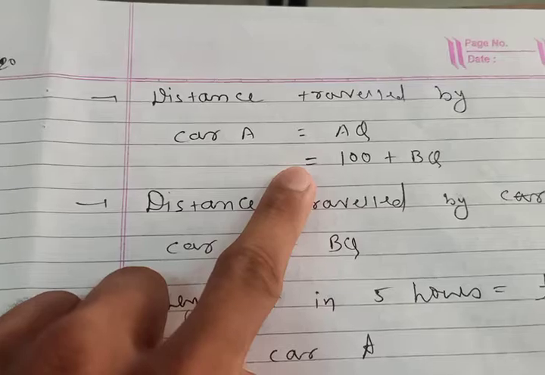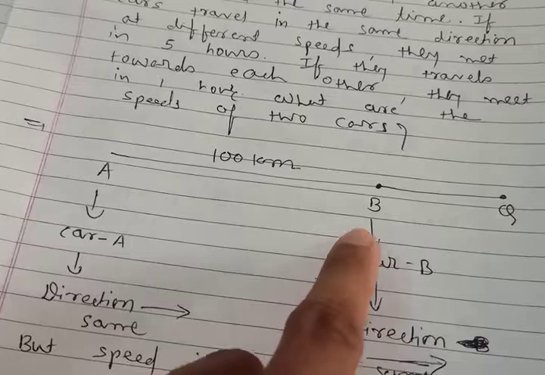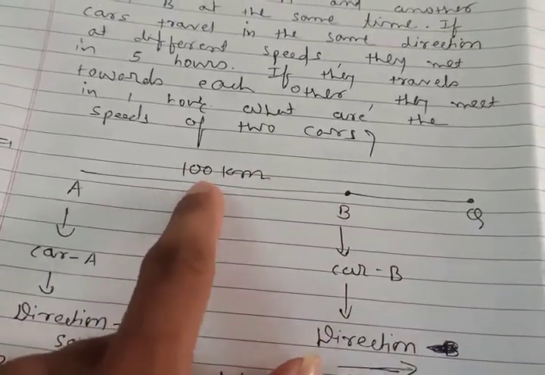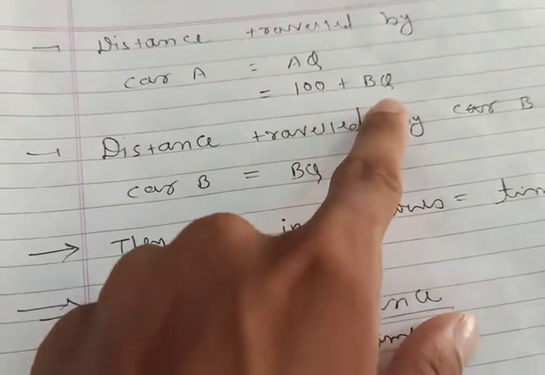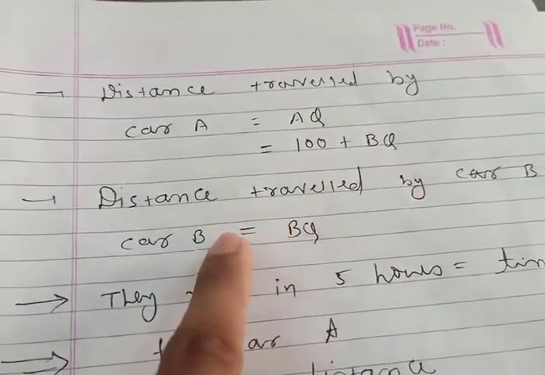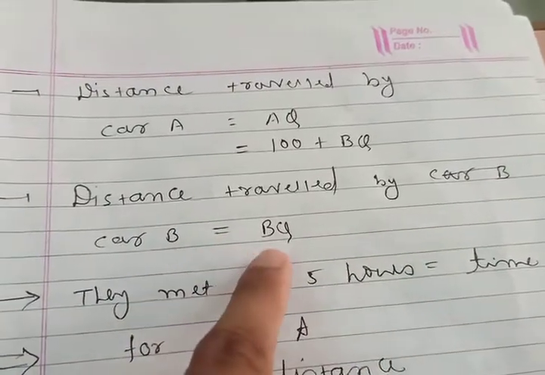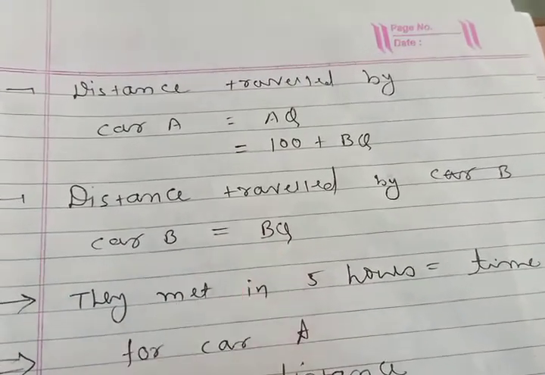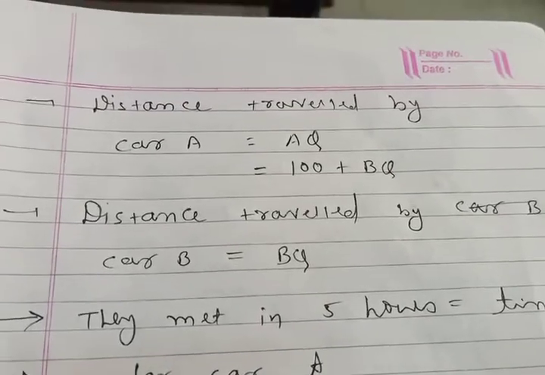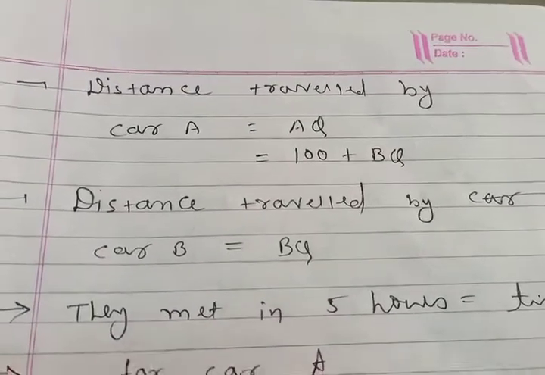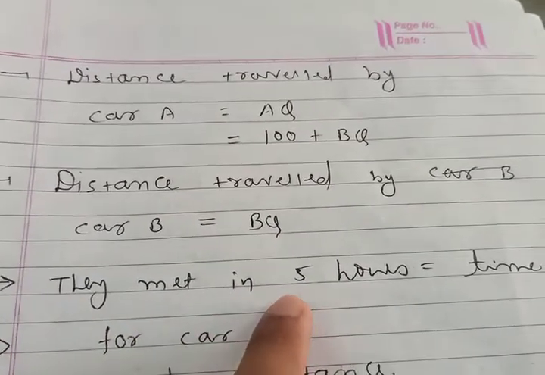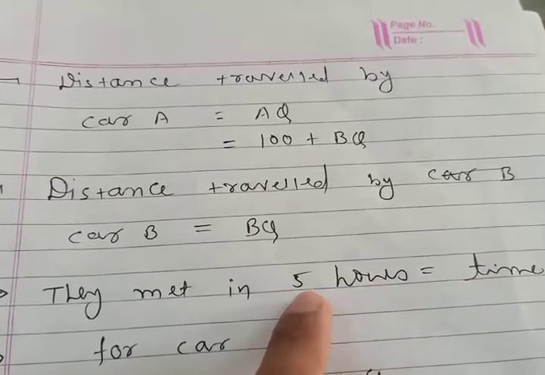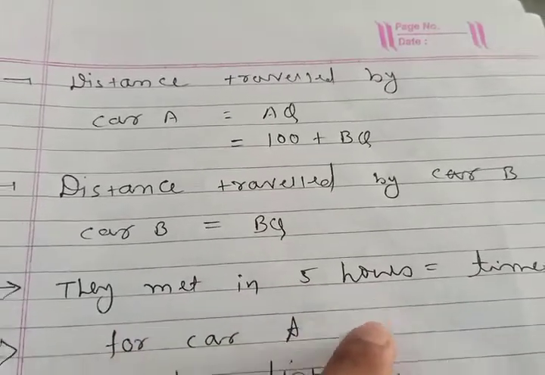Now the distance traveled by car A to point Q is AQ. What is AQ? AQ means AB plus BQ, and you know that AB is equal to 100 km. So put AB as 100 plus BQ, which remains as it is. And the distance traveled by car B from point B to Q, you can write as BQ. Understand? They met in 5 hours, which means the time is 5 hours.